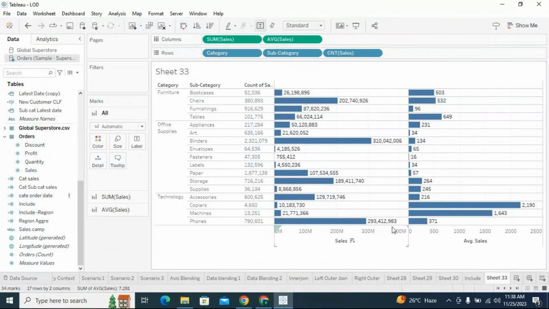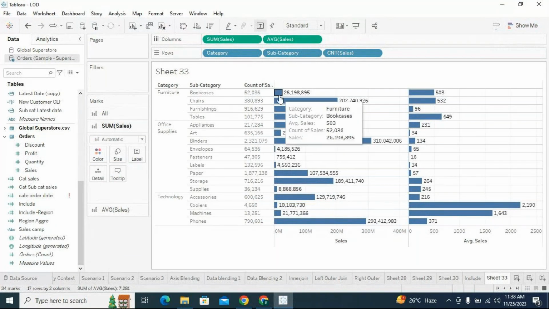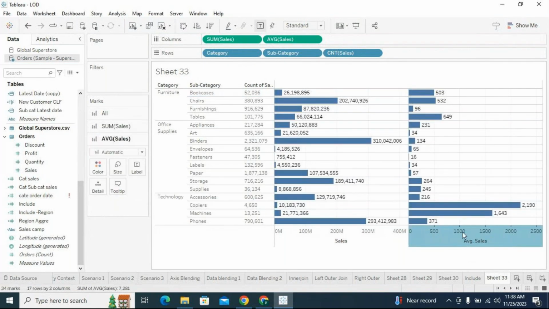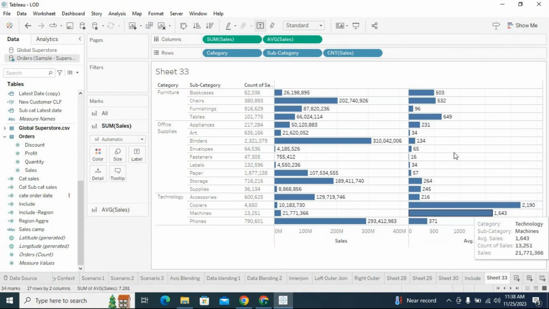Yes. So this is the sale amount. This is the count of records. You can take any count of subcategories or count of sales or anything. So this is a count of sales, I mean the number of records for this subcategory. This is the average sale amount. Usually average is calculated as sum of sales by number of records. This sale amount divided by 52036 is equal to 503. This is the average sale amount.